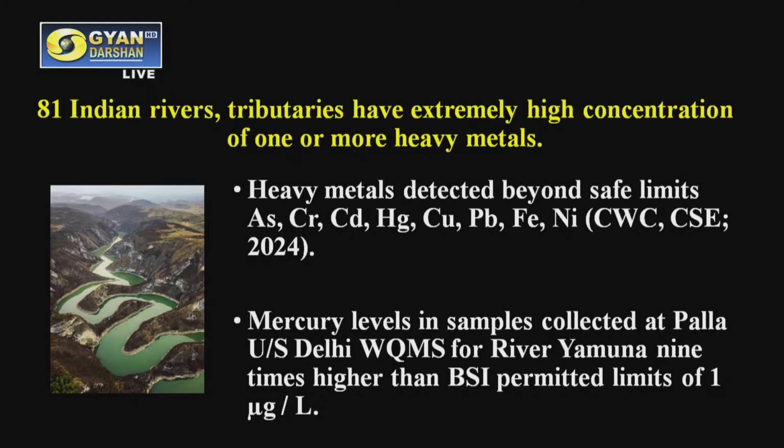Then we also find that the mercury levels in the samples collected at Palla in Delhi for the water quality monitoring and surveillance of the river Yamuna were 9 times higher than the Bureau of Indian Standards limit, and the permissible limit is only 1 microgram per liter. So we can see from all this how contaminated our rivers are and how polluted even the tributaries and the major rivers are with these heavy metals and contaminants. Heavy metals, when they are biomagnified, can also have irreversible effects on the human body. Let us see what the effects are.